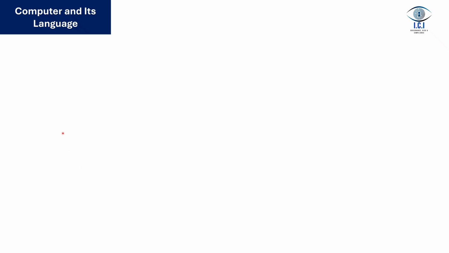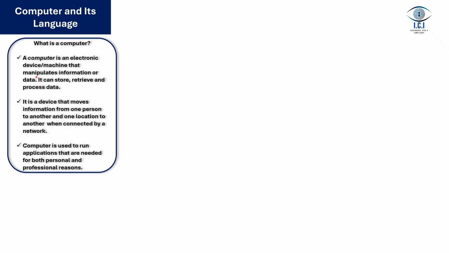What is a computer? A computer is an electronic device that manipulates information or data. It can store, retrieve, and process data. So from this simple definition, we can pick some keywords.